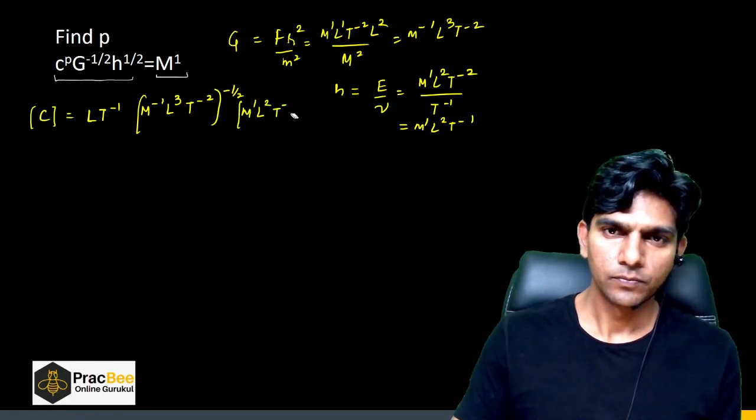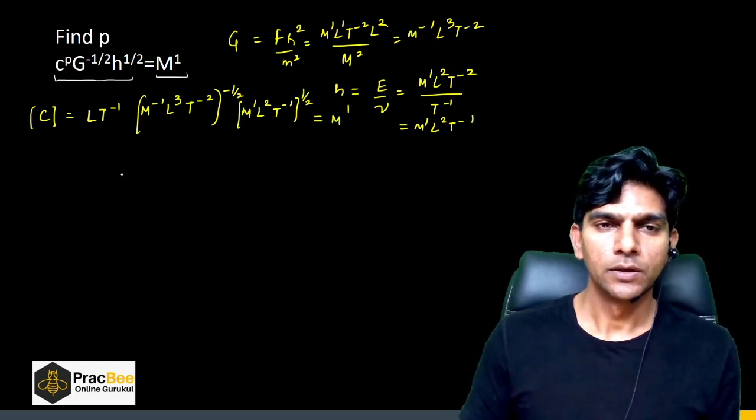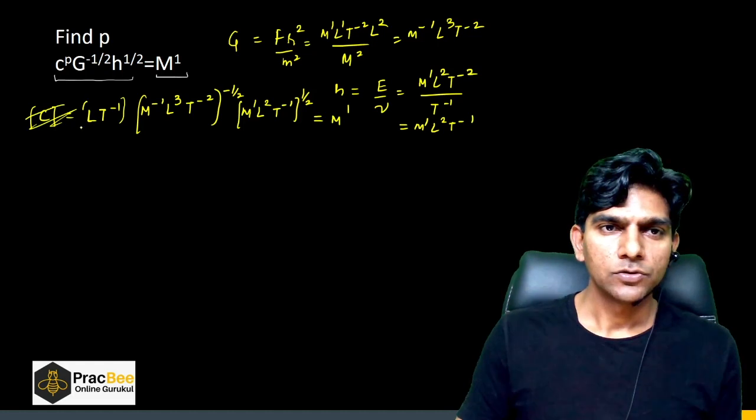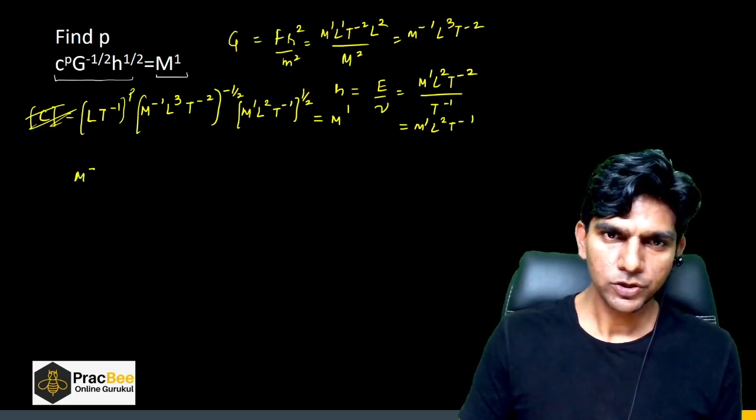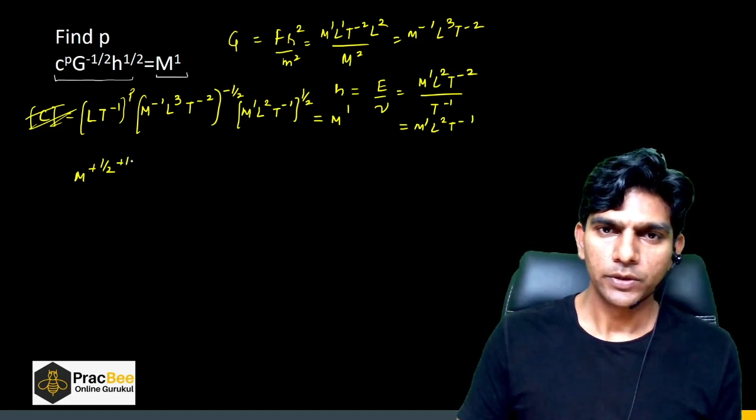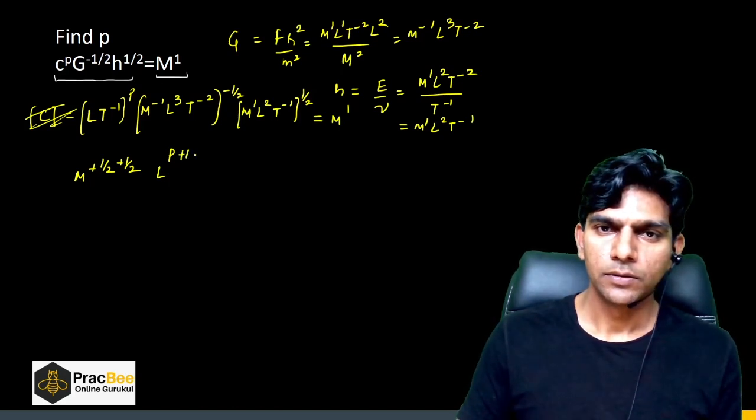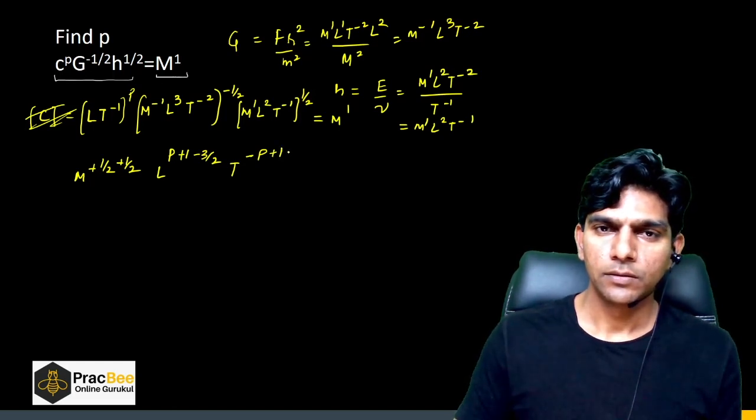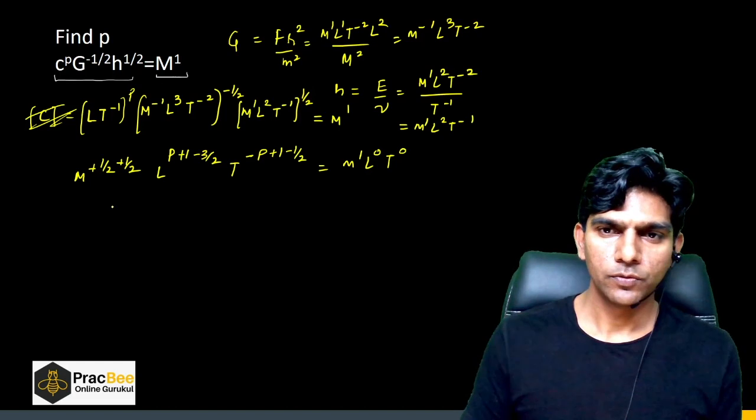So this will be m raised to power 1, L raised to power 2, t raised to power minus 1, raised to power 1 by 2. And this is equal to m raised to power 1 and L t raised to power minus 1, raised to power p. Okay, let us club the like terms. So m raised to power plus 1 by 2 plus 1 by 2, then we have L raised to power p plus 1 minus 3 by 2, and then t raised to power minus p plus 1 minus 1 by 2. Okay, so this will be m raised to power 1, L raised to power 0, t raised to power 0. So that is correct, right?